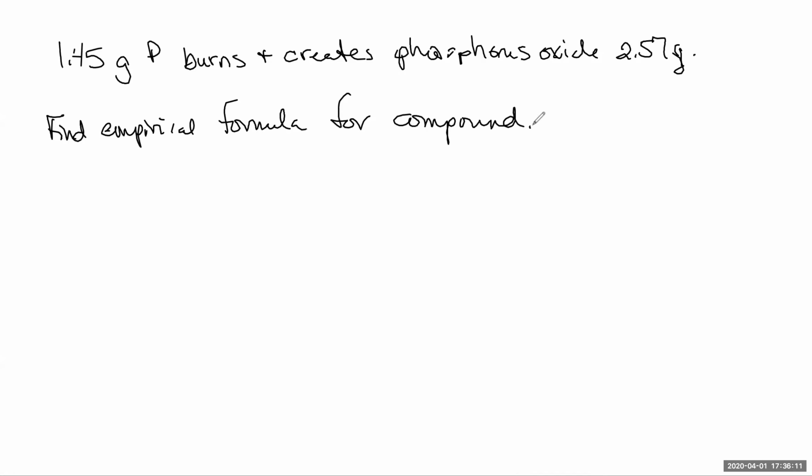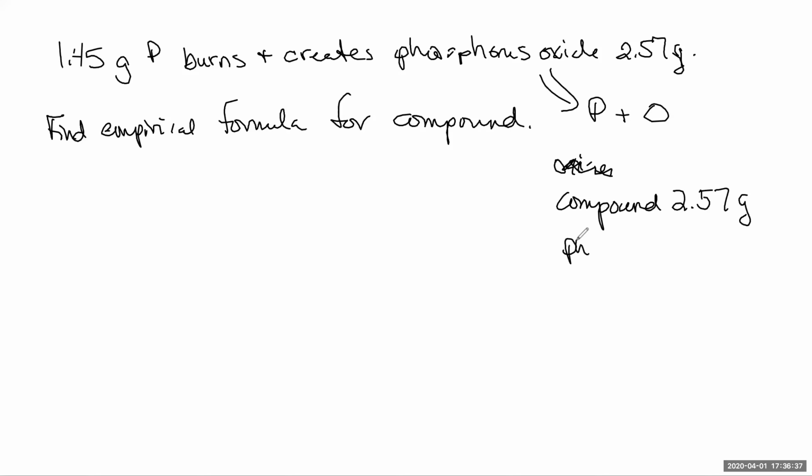If you're going to do this, you don't have to assume 100 grams in here because it's not really telling you the percentages, it's actually telling you the grams. Notice that in this compound, if it's phosphorus oxide, it contains 2 elements, phosphorus and oxygen. If you know that the compound has a mass of 2.57 grams, and you know that the phosphorus was 1.45 grams, then you can subtract that out. And if you subtract that out, you get 1.12 grams, and this much must be the mass of oxygen.